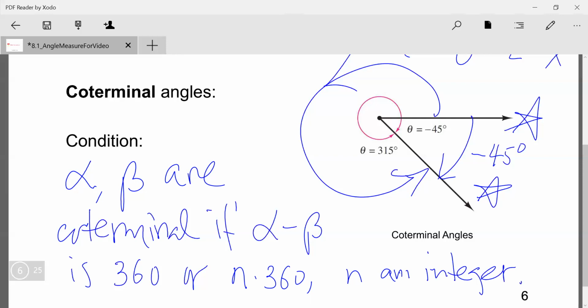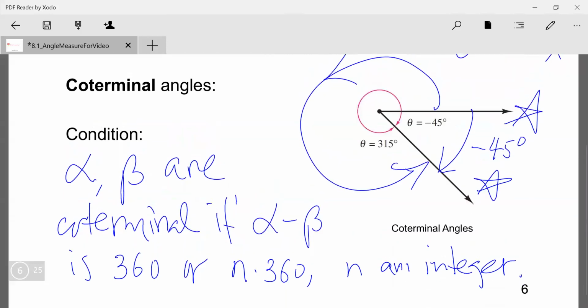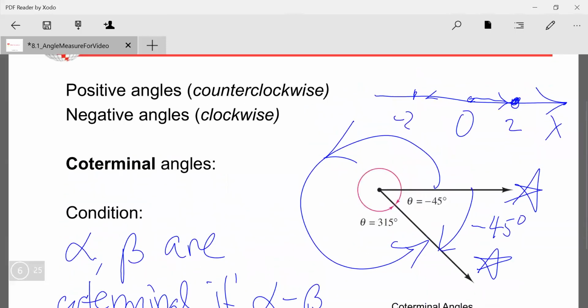Okay, so the difference could be 360 or negative 360, or it could be any integer times 360. Now 360 is the full revolution, full circle. So we have the concept of coterminal and the concept of positive measure or negative measure of angles. Now let's look at some examples.